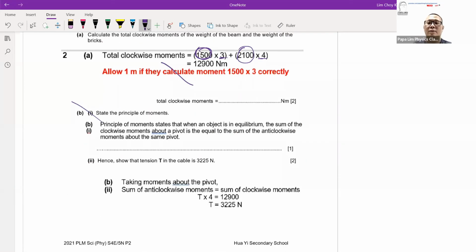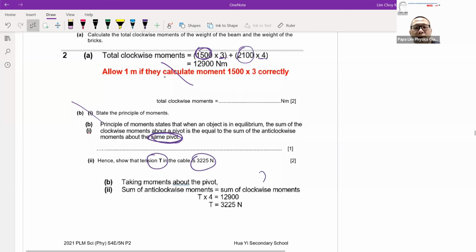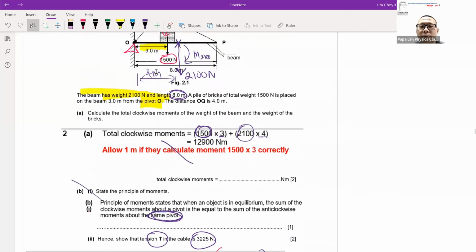Remember the definitions and remember the keywords that we have: you have to state the same pivot. Some of the keywords that you must remember when you do the definition. Then after that, the question says to show that the tension is 3,225 Newton. So here we take the principle of moments, whereby the sum of clockwise moment equals the sum of anti-clockwise moment. And they have to be balanced because the question said everything is balanced.